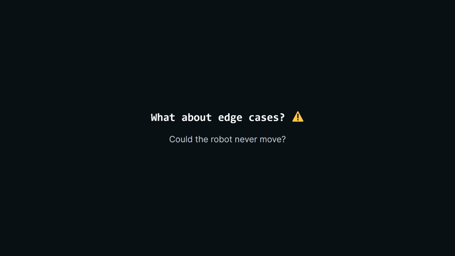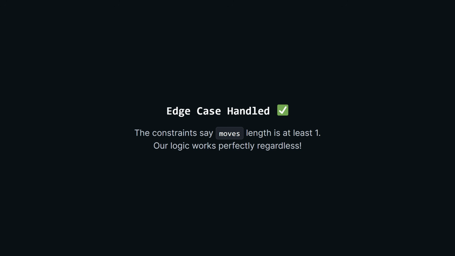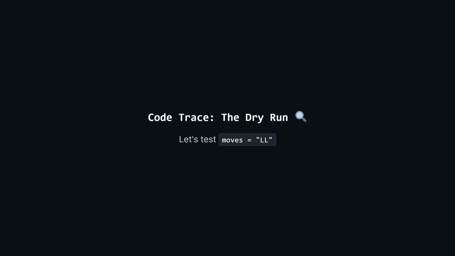Now, are there any tricky edge cases to worry about, like what if we get no moves at all? Well, the problem constraints actually promise that we will get at least one move. But even if the string was empty, our initial 0 counters would just return true, which is correct. So we are safe.